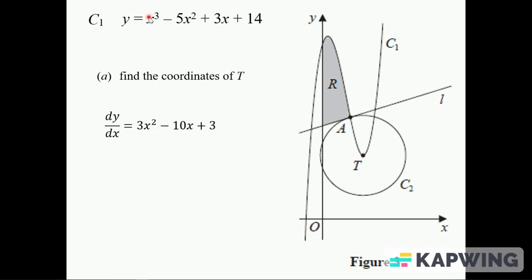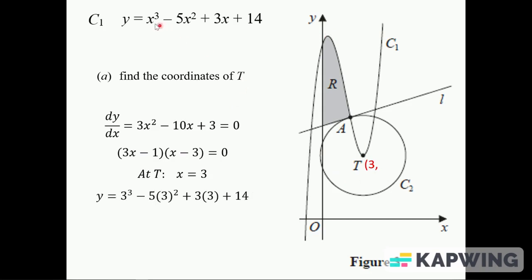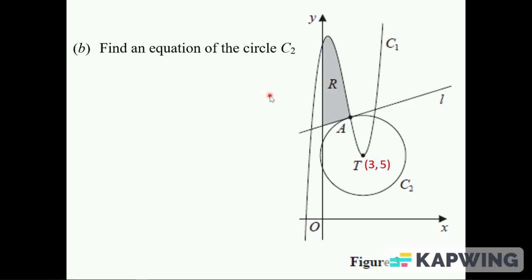To find T, I need to put dy/dx, which is 3x squared minus 10x plus 3, equal to 0 for a minimum point. Factorise, you can put it in your calculator, but I'm old fashioned, so I've factorised it, and we've got x is either a third, which is going to be that maximum there, and so then at T, x is equal to 3. I want the coordinates though, so I need the y value as well. I put the 3 back into the original y expression, giving us 5, and they're the coordinates of T.